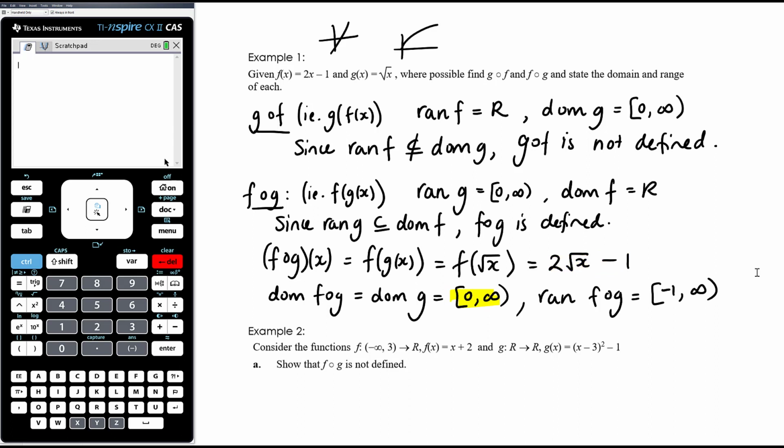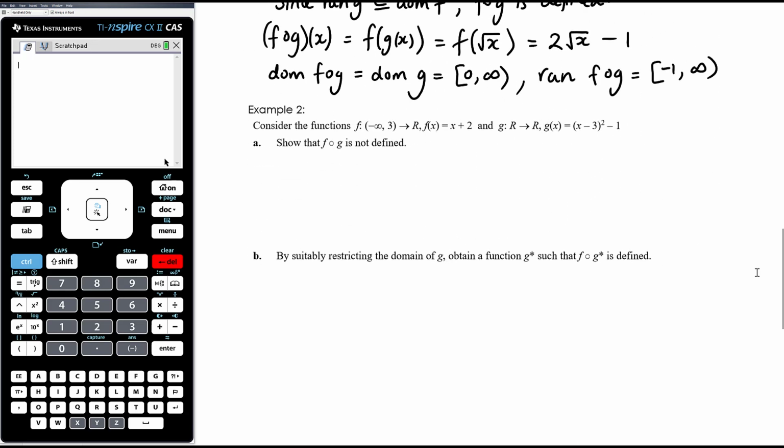So in terms of answering our question, we've got the rule for fog, where possible, find fog. So we've determined that fog is possible, we've found fog, and stated the domain and range. gof we've determined is not defined, and so there's no need to determine its rule and state its domain and range. Okay, example 2.